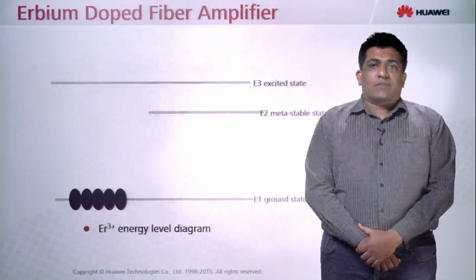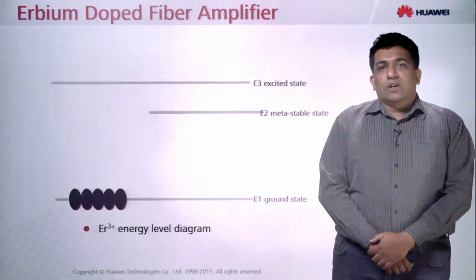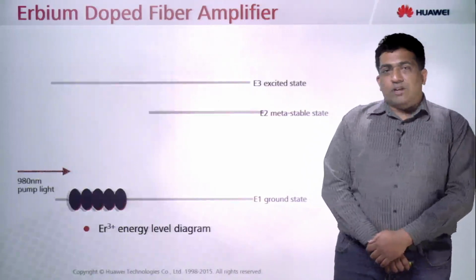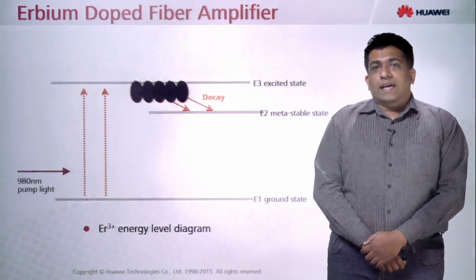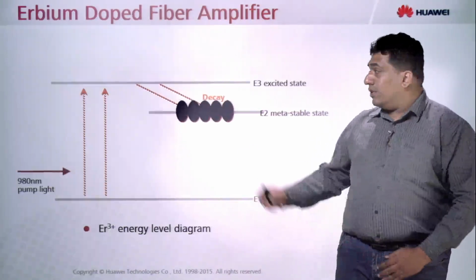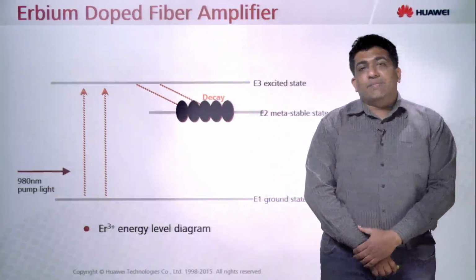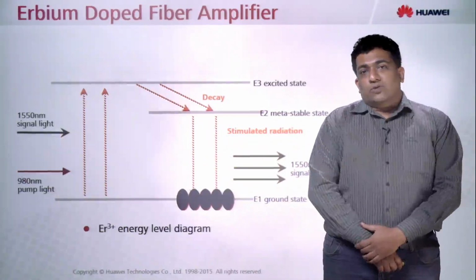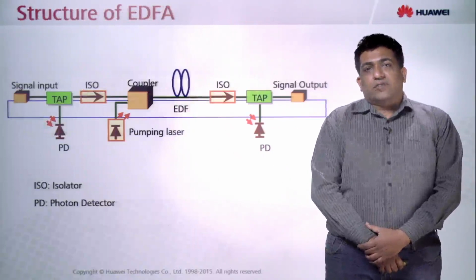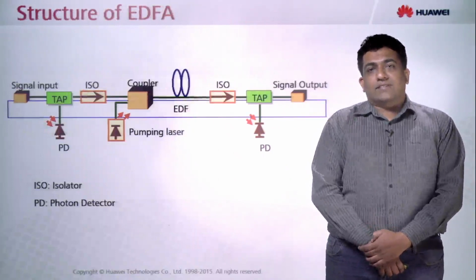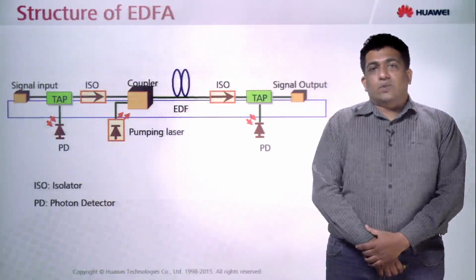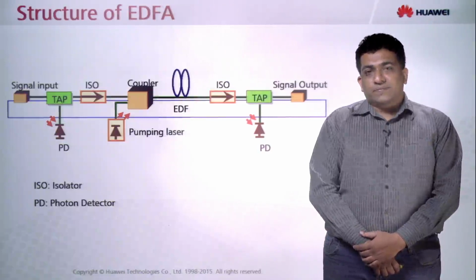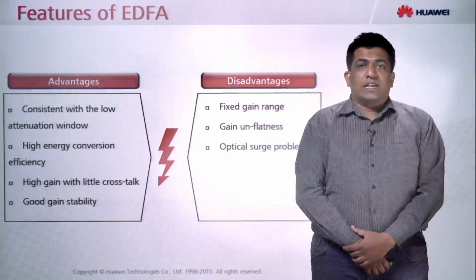In this case, this is the concept of the erbium doped fiber amplifier, where your erbium is energized when your light is pumped in at 980 nanometer. You can see it is pumped up to the E3 excited state over here, and then it decays to the E2 metastable state, and then your 1550 signal comes in and all the way out. To simplify this in a different form, the structure of the EDFA will look exactly like this, where your photon detector is situated before your isolator, so that your signal that comes in is actually amplified all the way to the output. These are the features of the EDFA.